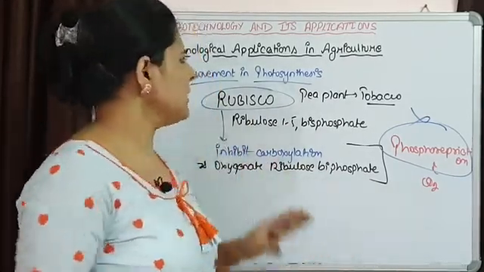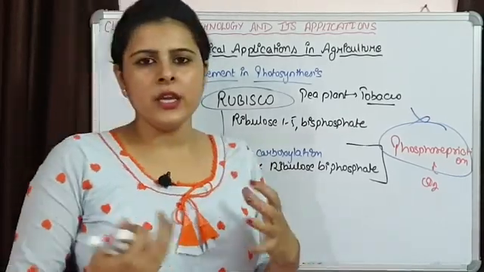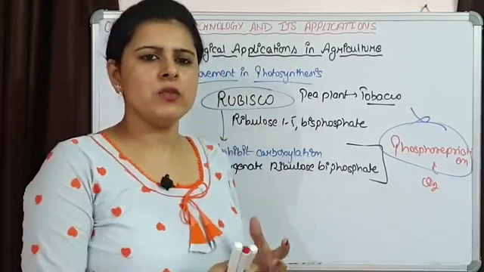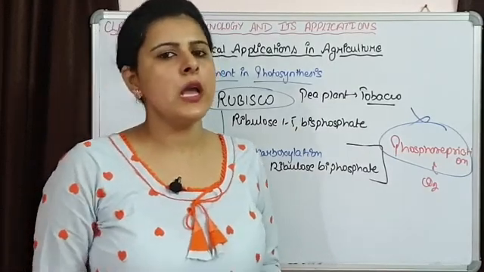Now some other improved plants are also there, some of the plants which are improved for herbicide resistance. So in the next class we will discuss how different plants are made that are resistant to herbicides.